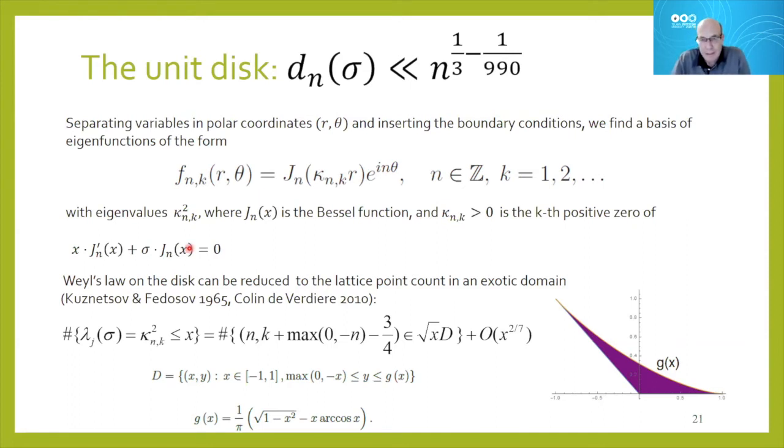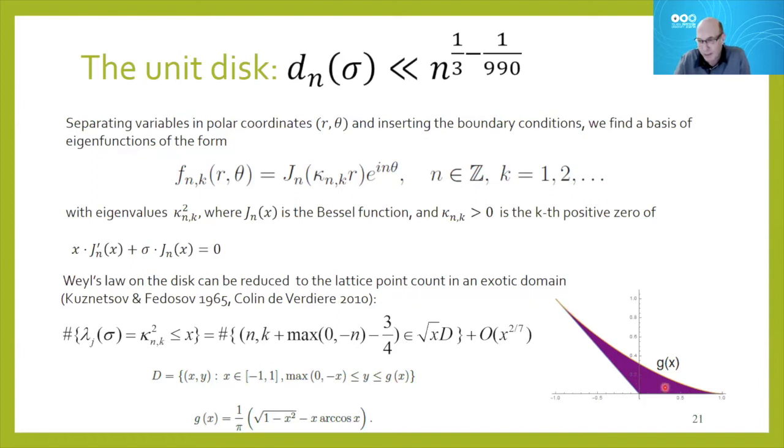Now on the disk, by using this, you can reduce the Weyl law to lattice point counting. This was done by Kuznetsov and Fedosov in the 1960s and rediscovered by Colin de Verdière, who's here, I believe, not that long ago. It's an involved thing. In any case, the number of eigenvalues up to x means you have to count zeros of the nth Bessel function, as you vary over all n and all zeros, and it reduces to counting lattice points in a dilate of this strange domain that you see in this picture.